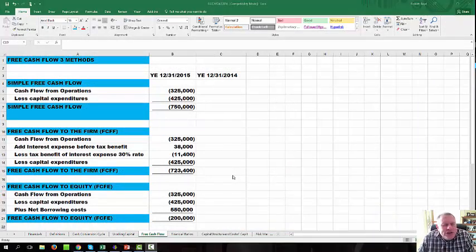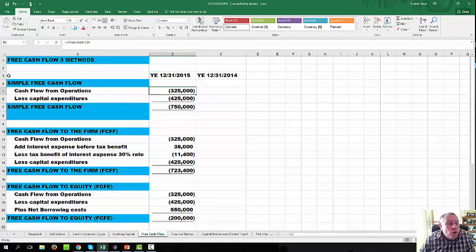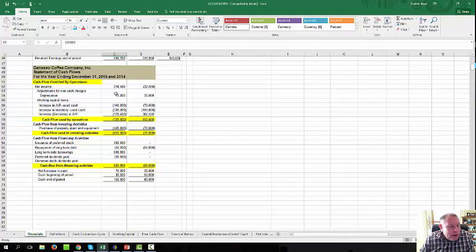We're back over to the Geneseo Coffee Company, looking at the free cash flow, all 3 methods. First one is a simple free cash flow. Cash flow from operations, less capital expenditures. So if we look, this is for the year end 12/31/2015. Where do we get to cash flow from operations? Well, that's financial C59. So if we go back over here, right there, okay? So you can now see that $325,000 is our net income.